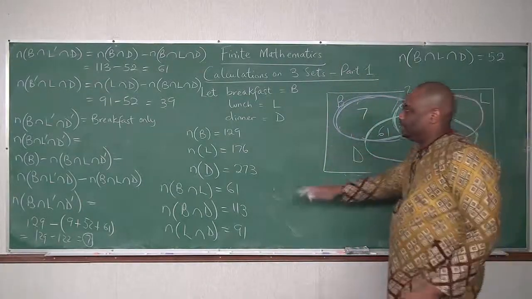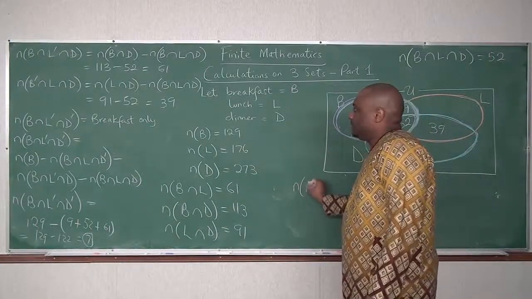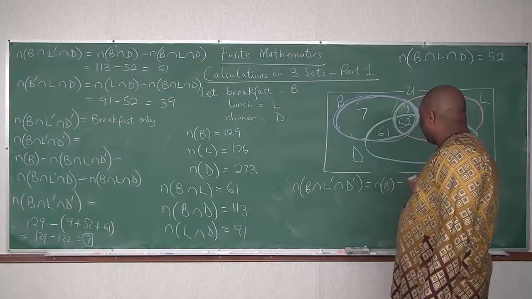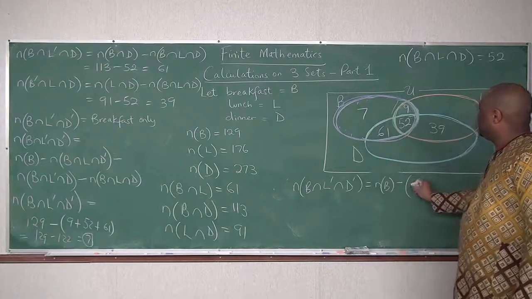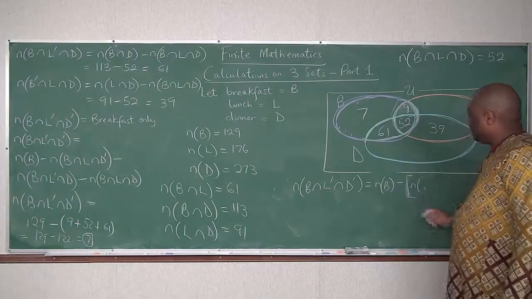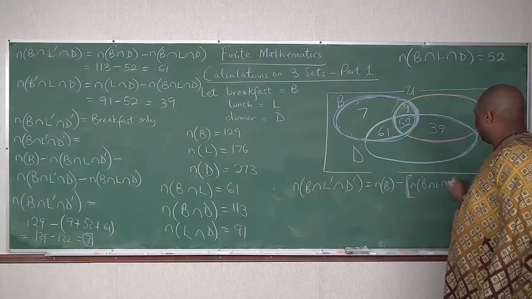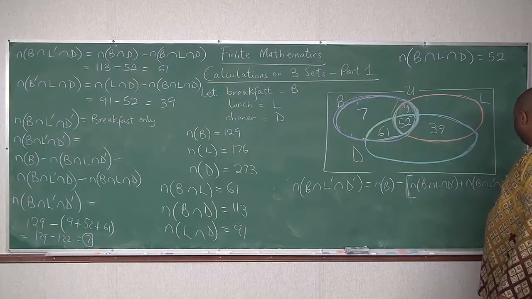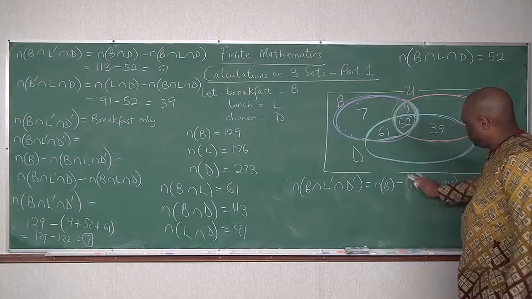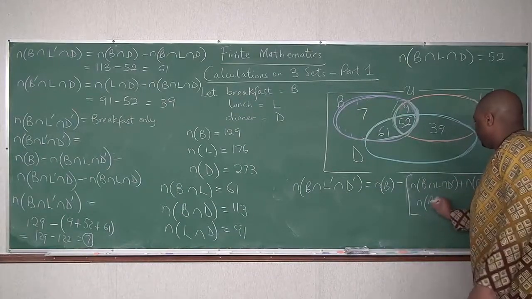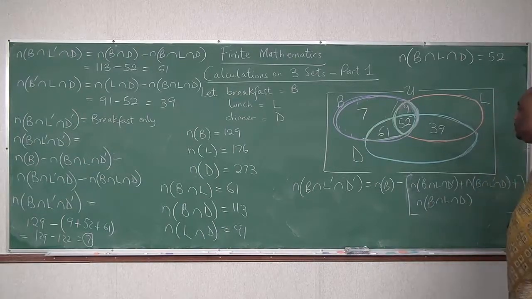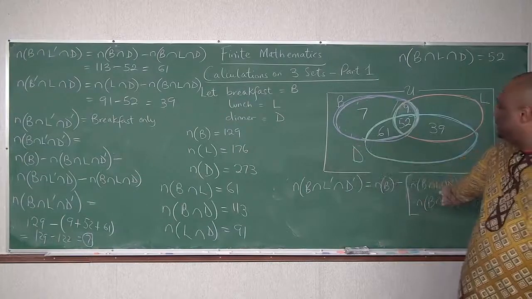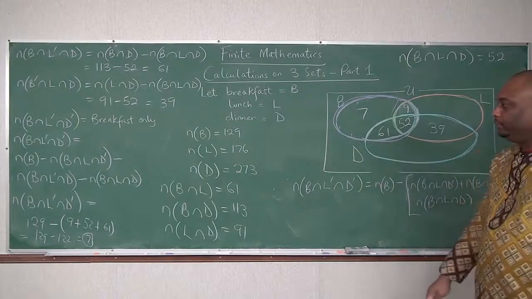Let me write this formula here. Breakfast only, B intersect L prime intersect D prime, will be equal to the cardinality of B minus, and you can put a bracket, the cardinality of B intersect L intersect D prime plus the cardinality of B intersect L prime intersect D plus the cardinality of B intersect L intersect D. So if you like this method, if you like the formula, that's fine. If you want to put parentheses first, it's like the distributive property if you expand it.